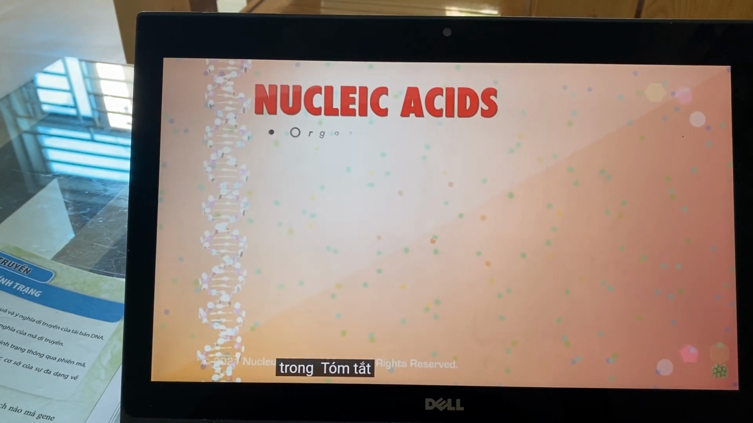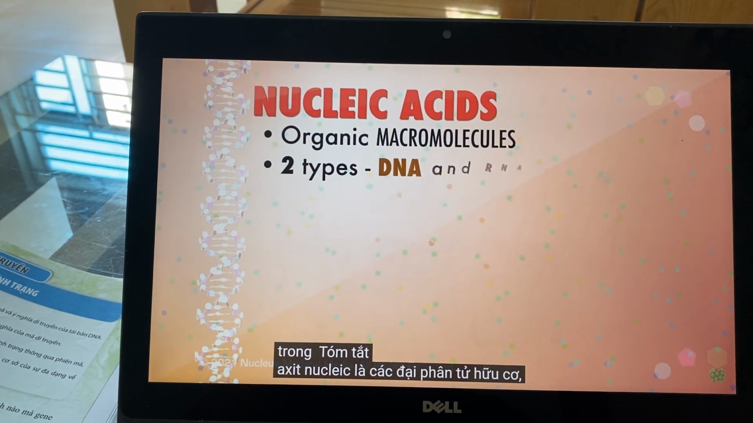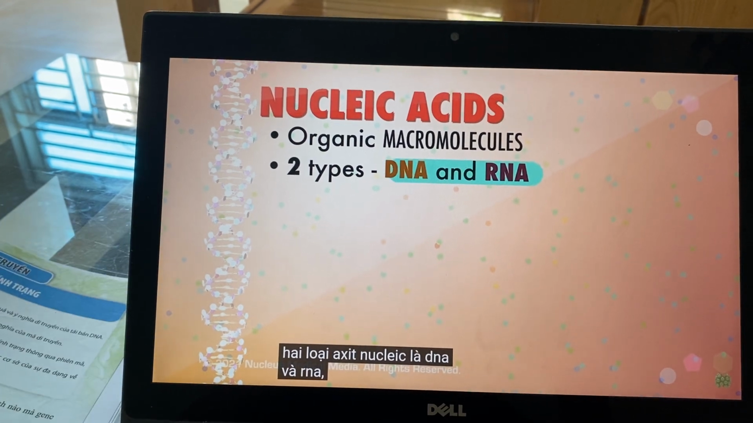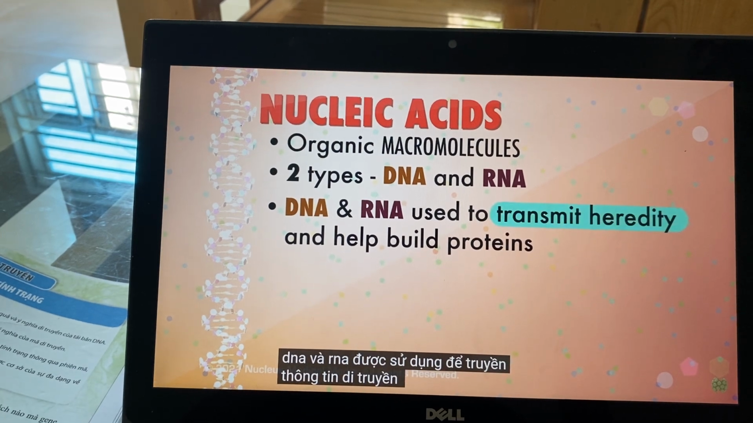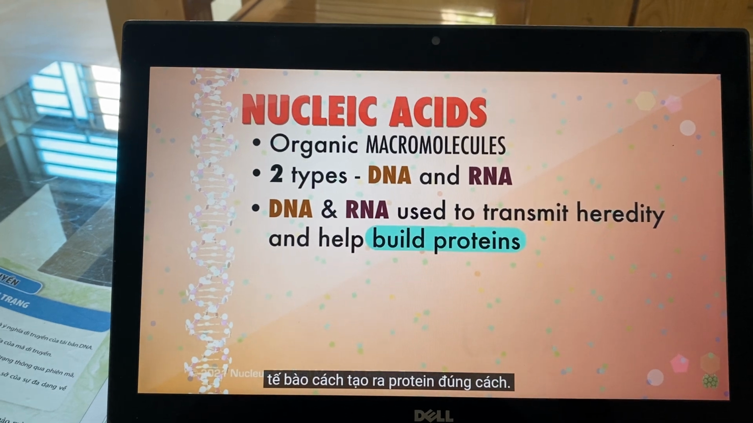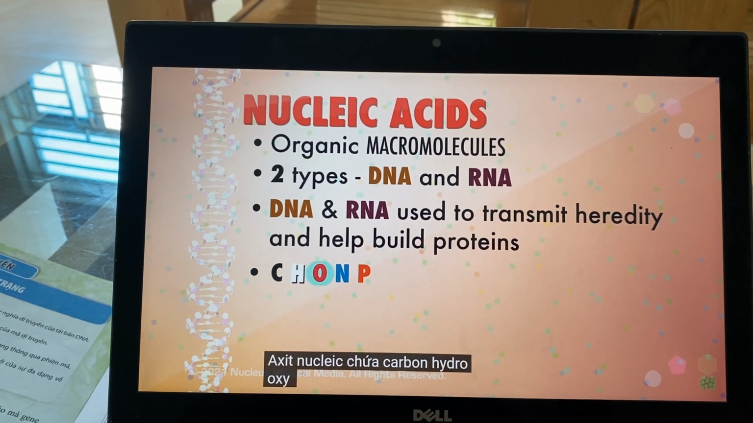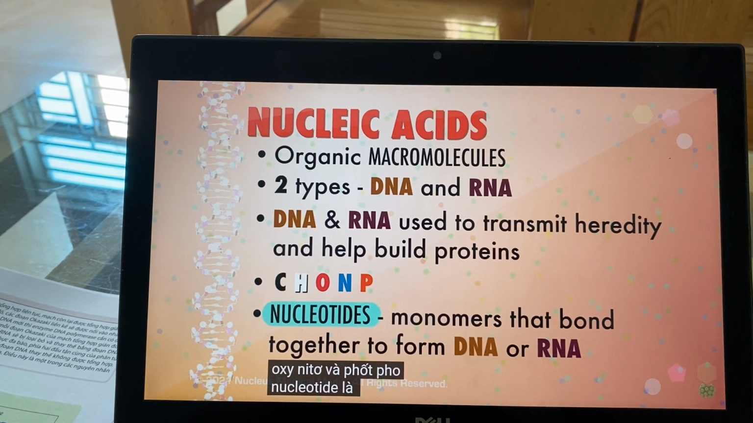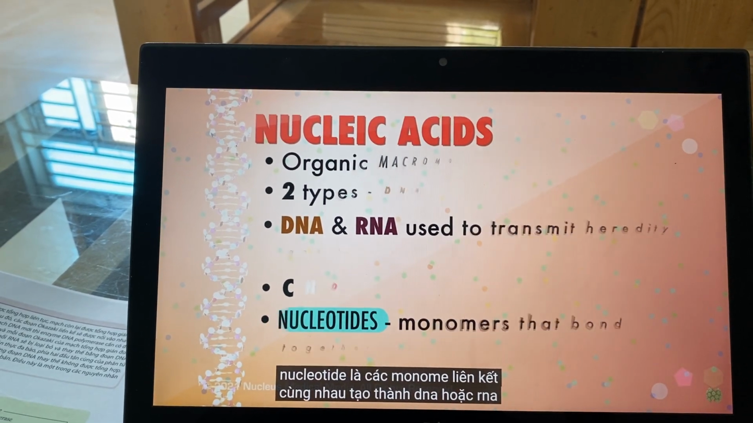In summary, nucleic acids are organic macromolecules. The 2 types of nucleic acids are DNA and RNA. DNA and RNA are used to transmit hereditary information and to instruct the cell how to properly construct proteins. Nucleic acids contain carbon, hydrogen, oxygen, nitrogen, and phosphorus. Nucleotides are the monomers that bond together to form DNA or RNA.